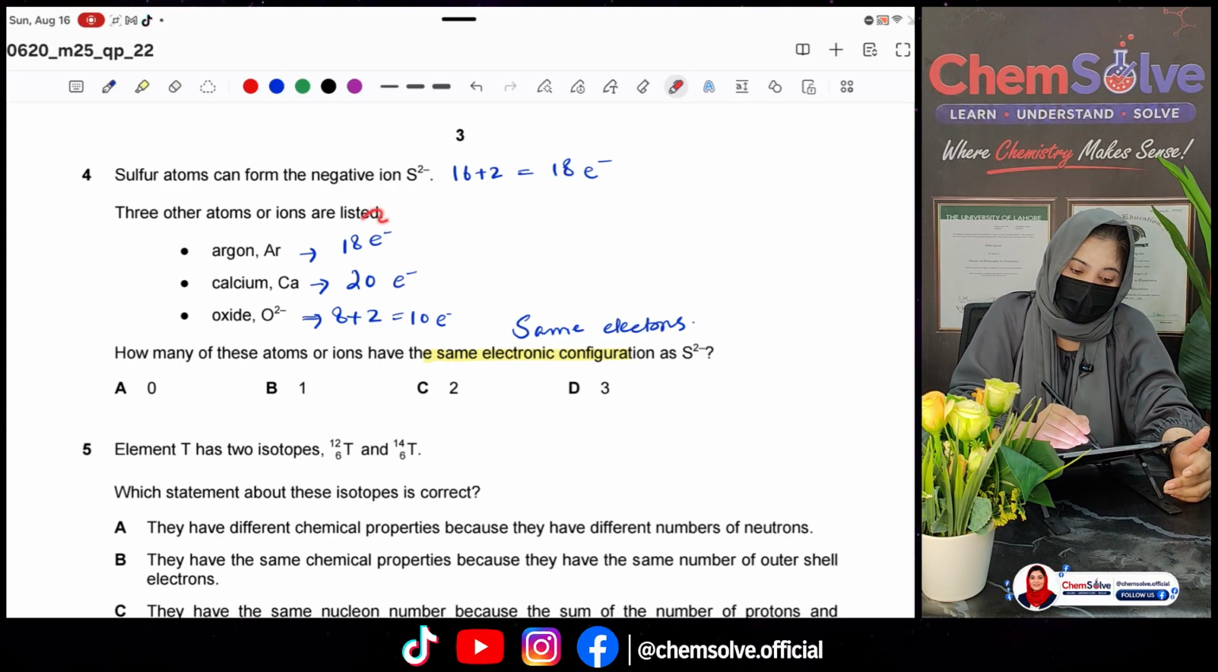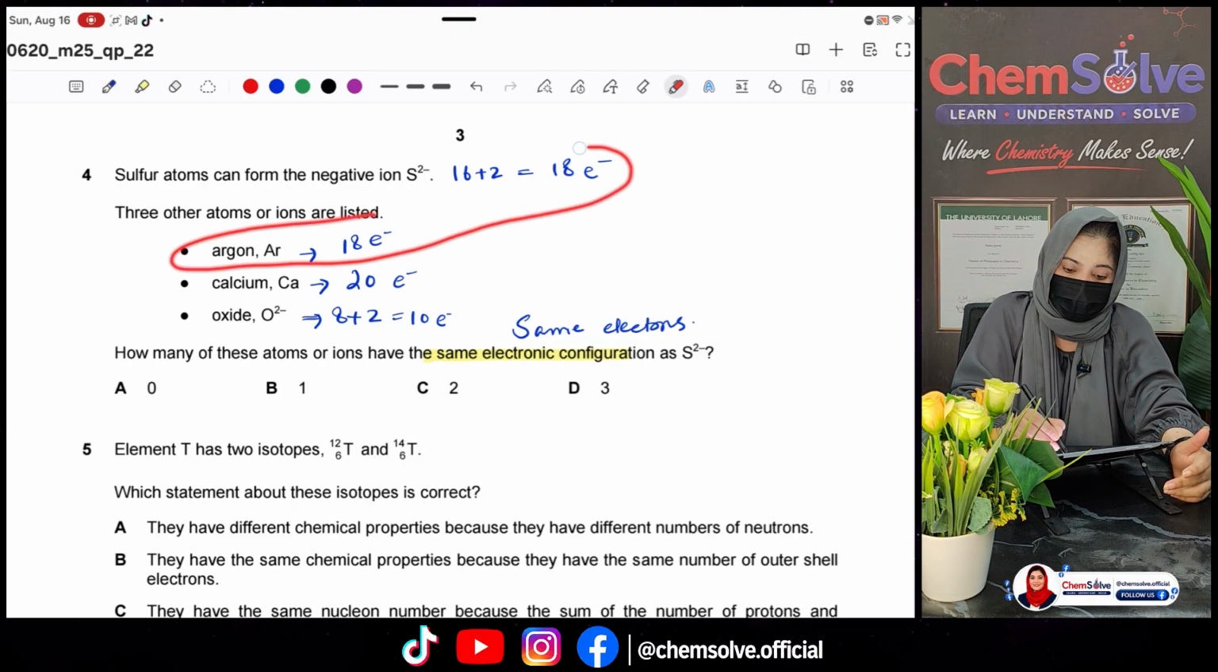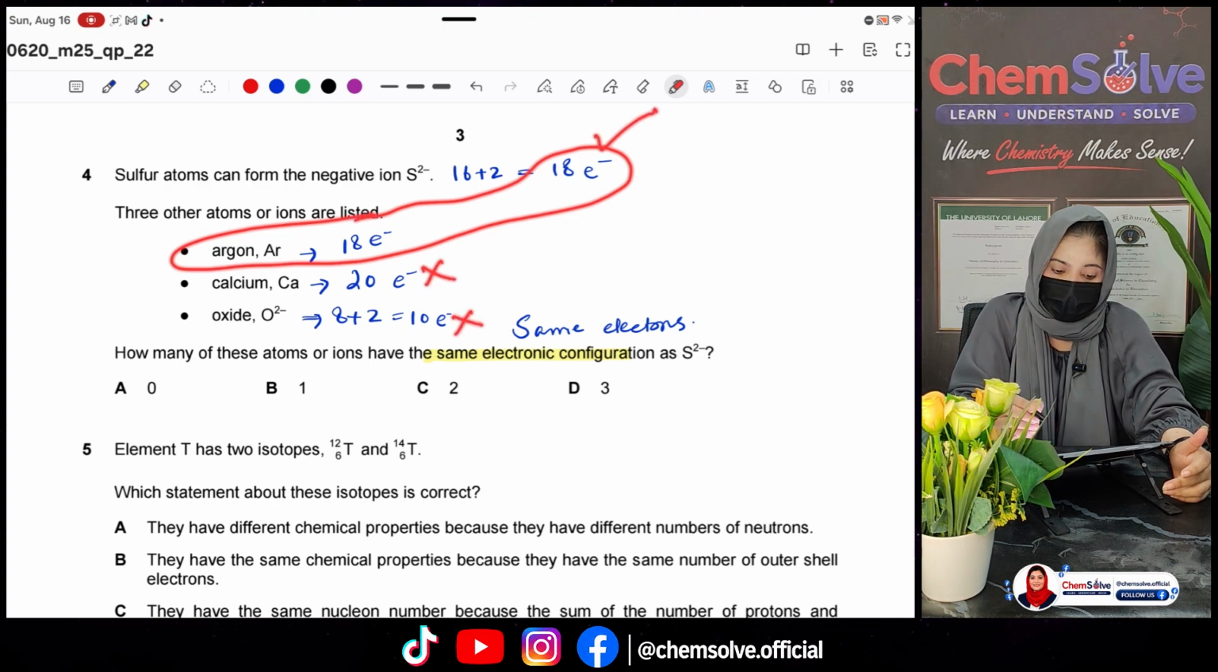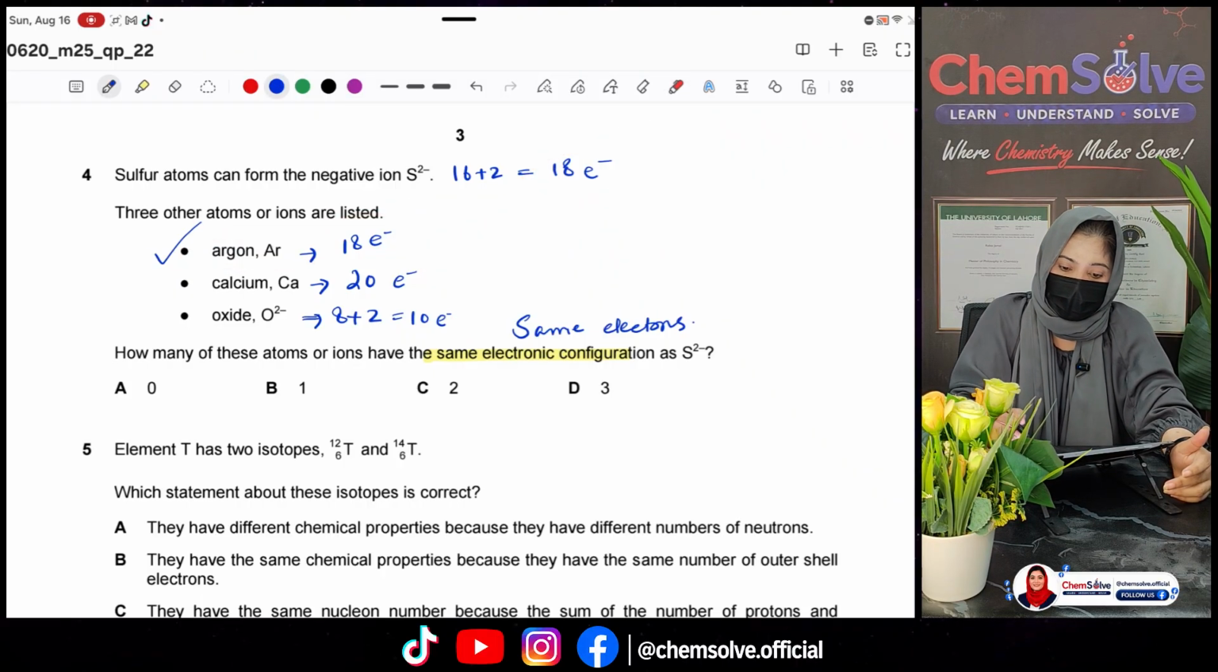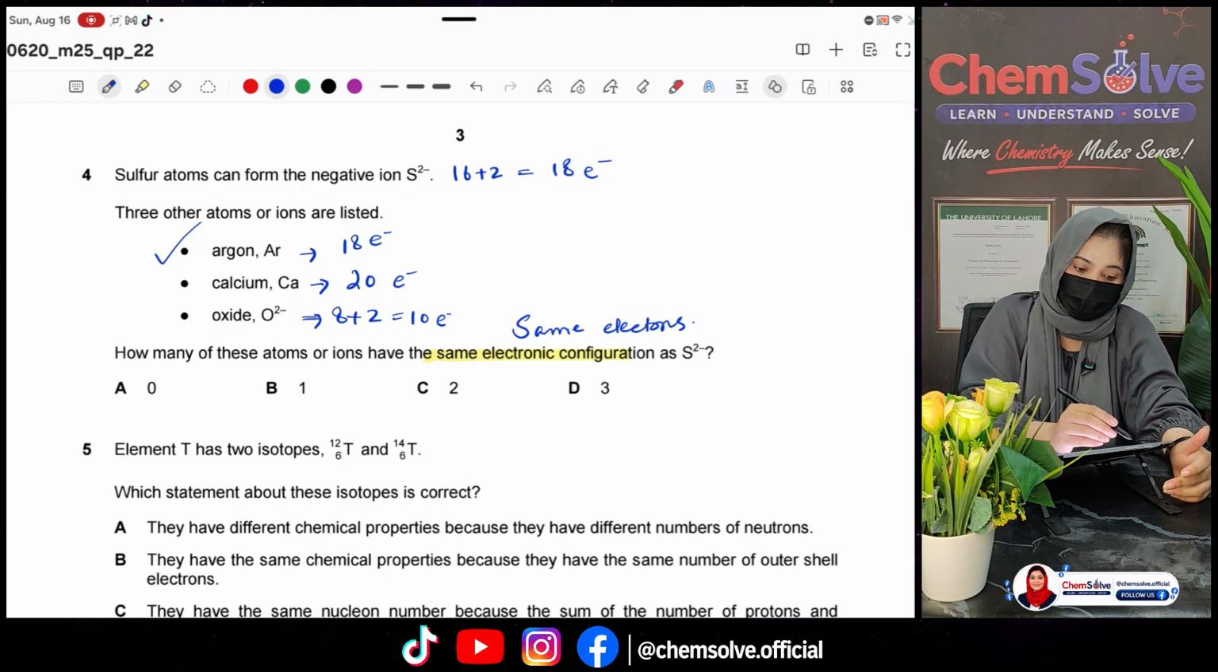So it is only argon that is matching with S minus 2. This is 20, this is 10, and we need only 18 electrons. That's why only one argon would have the same electronic configuration as S minus 2. So the correct option should be B.